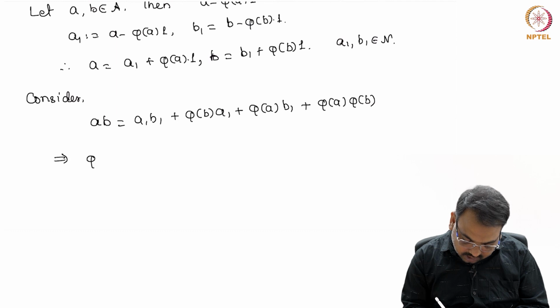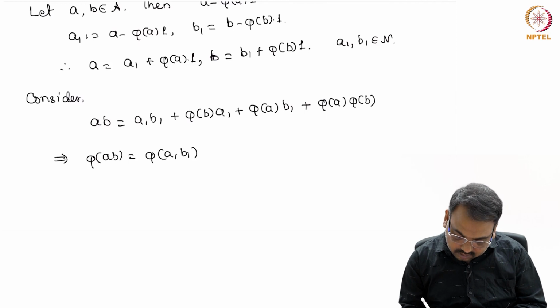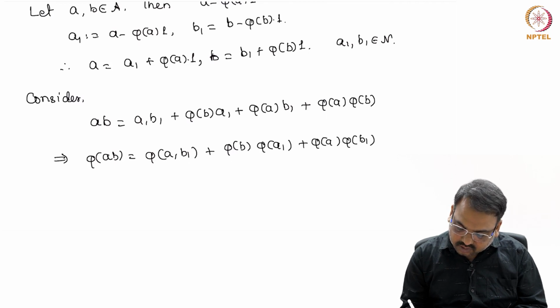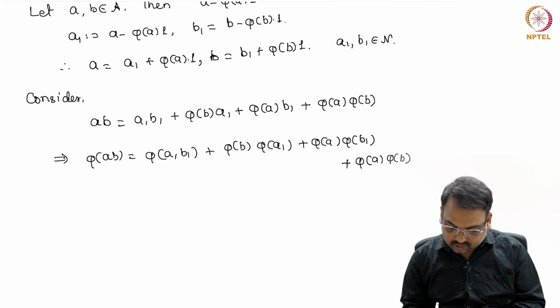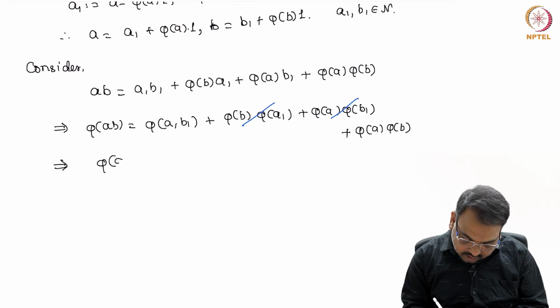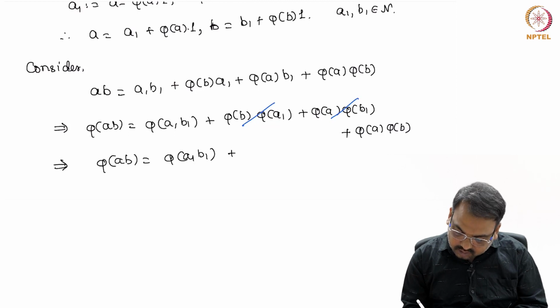From this we can say that φ(ab) is φ(a₁b₁) plus φ(b)φ(a₁) plus φ(a)φ(b₁) plus φ(a)φ(b), that is 1. So now a₁ is coming from N and b₁ is coming from N, so these two terms get cancelled. So we get that φ(ab) is φ(a₁b₁) plus φ(a)φ(b).